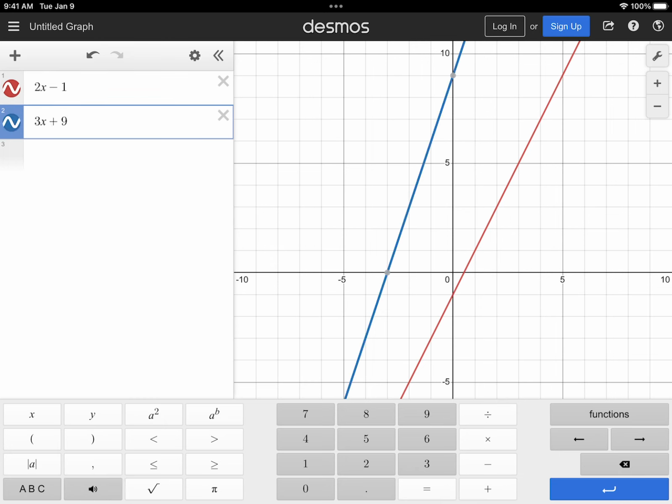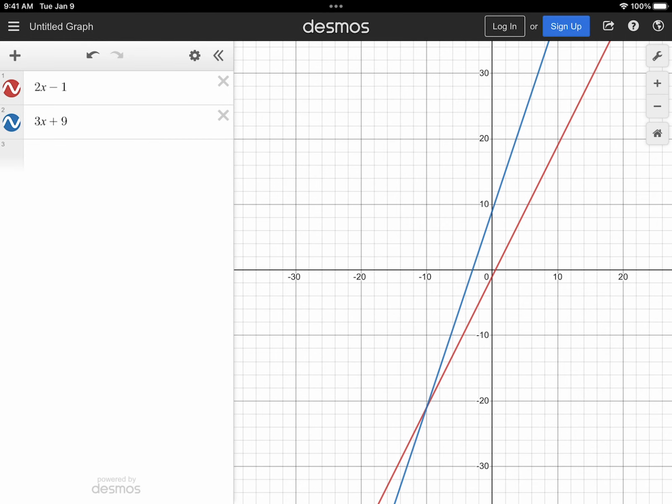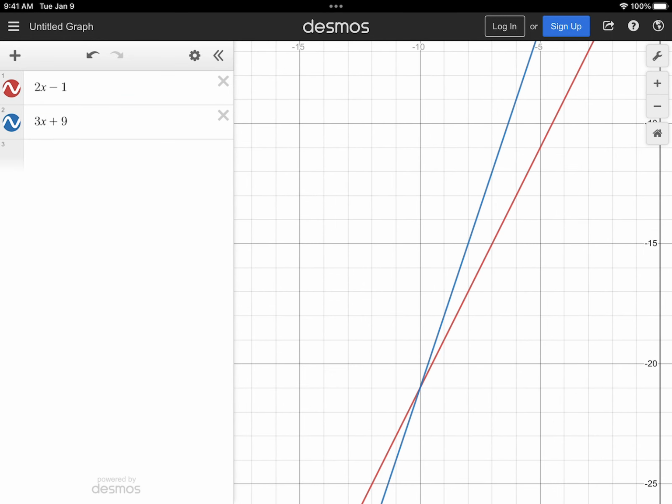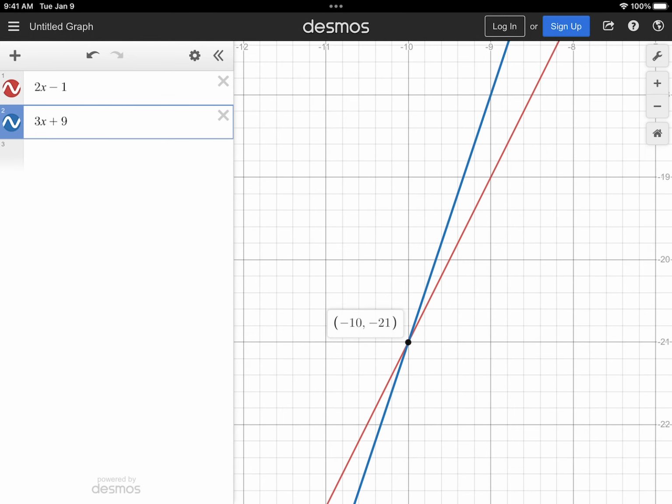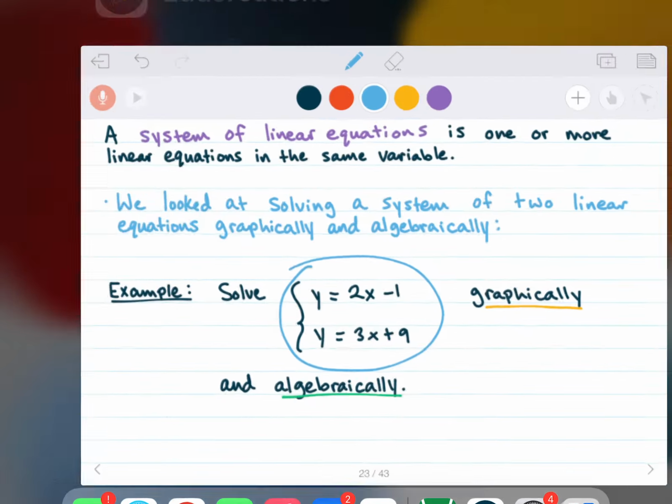We plugged these into Desmos, and then we zoomed out until we found where the lines crossed, where their intersection point was. And we found their solution that way. We said, oh, well, x is negative 10 and y is negative 21. So that's how we did it graphically. Algebraically, we set these guys equal to each other.